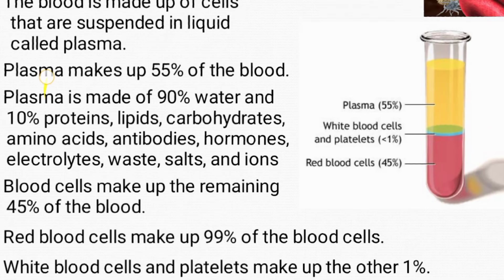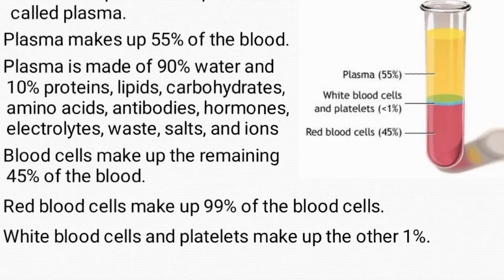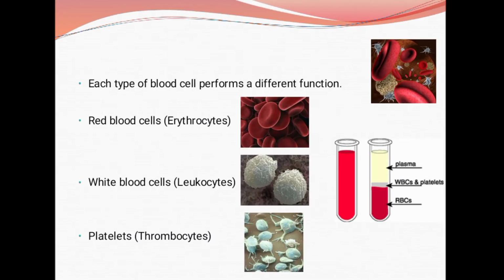Okay, so the remaining 45% of the blood volume is occupied by the blood cells. And among the blood cells, the most abundant are the red blood cells that constitute about 99% of total blood cells, and the white blood cells and the platelets constitute about 1% of the total blood cells. And each type of blood cell performs a different function, and we will discuss them in detail one by one in our next slides.